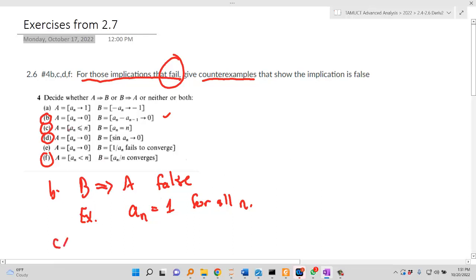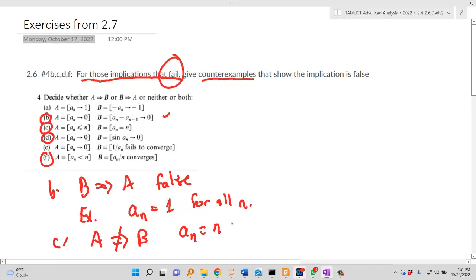Okay, let's look at C. Here we say A is a_n less than or equal to n, and B is a_n equal to n. Of course A does not imply B. I'll just write it this way: A does not imply B. So I want a counterexample. You can just say a_n is equal to n minus 1. That's certainly less than n. So that's a counterexample.